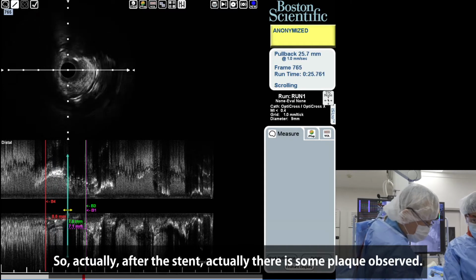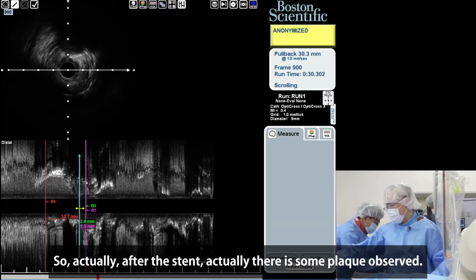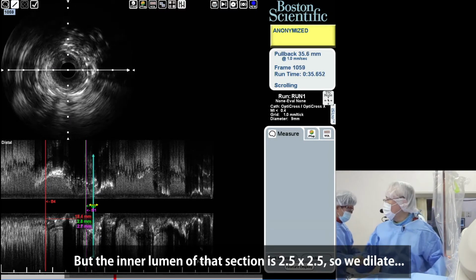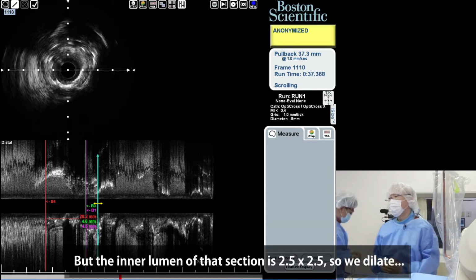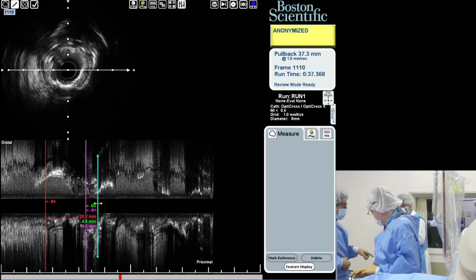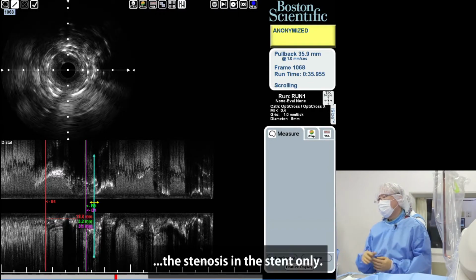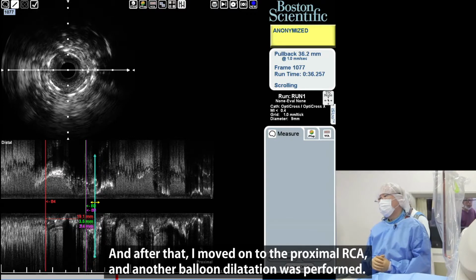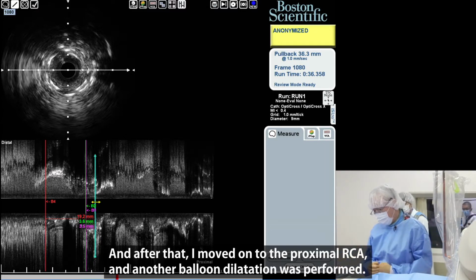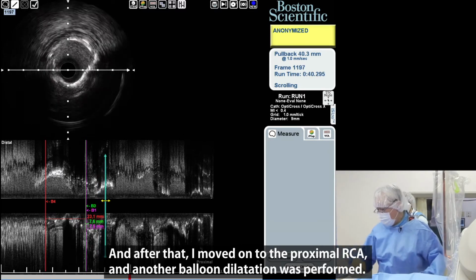So actually, after the stent, there is some plaque observed, but the inner lumen of that section is 2.5 by 2.5, so we dilate the stenosis in the stent only, and after that I moved on to the proximal RCA, and another balloon dilatation will be performed.